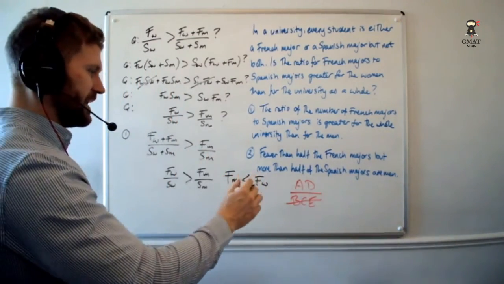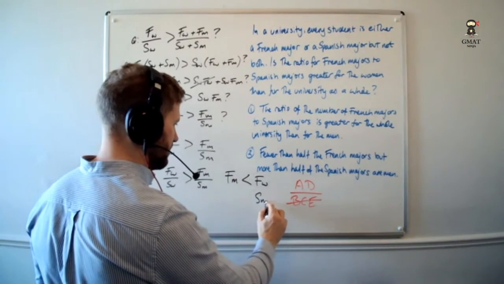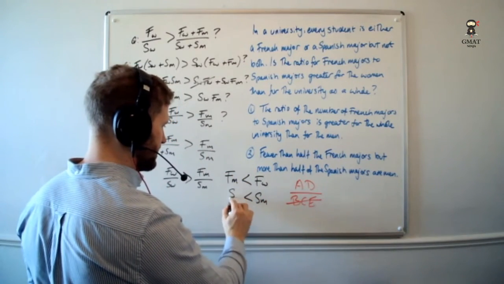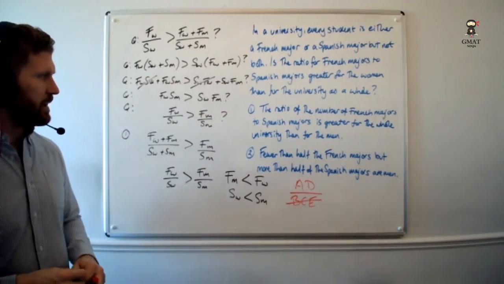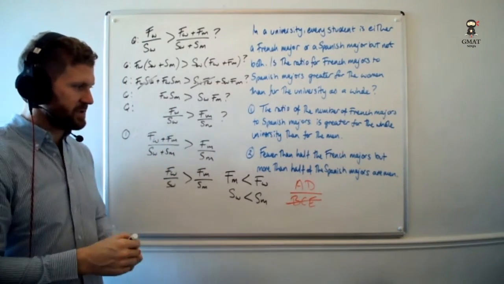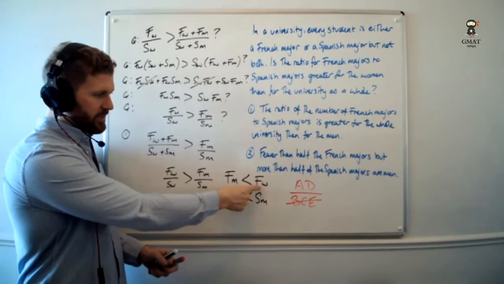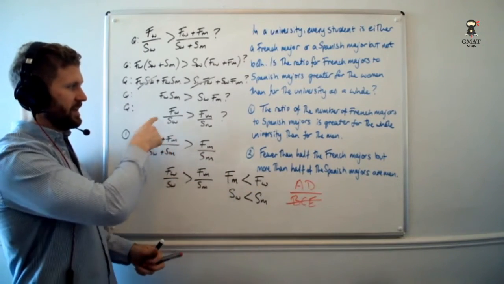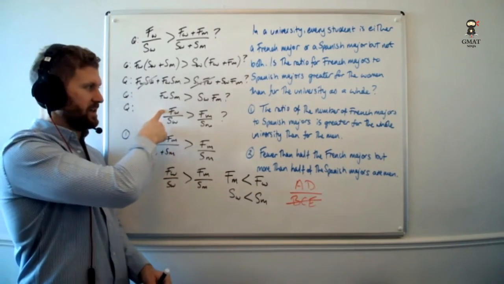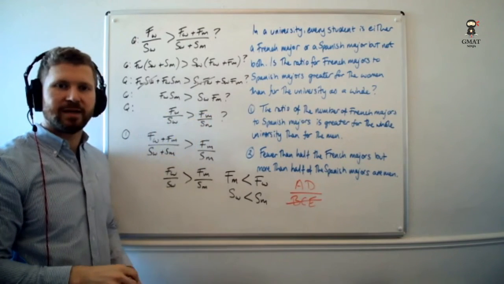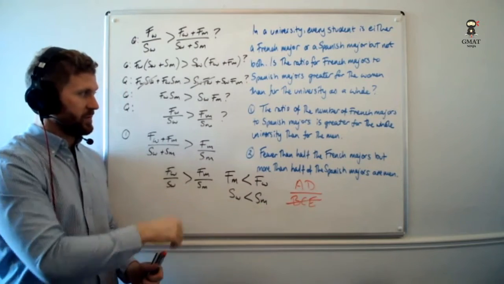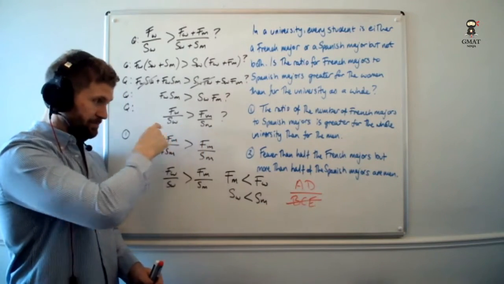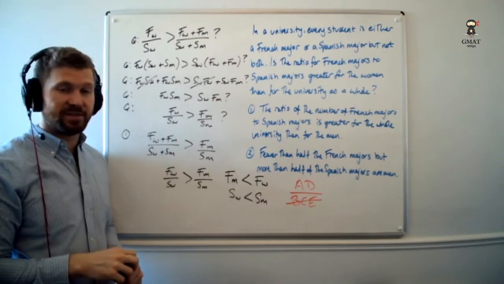Similarly, if more than half of the Spanish majors are men, then that has to be greater than the number of Spanish majors who are women. And so looking back at this question that we've got here, the number of French women is greater than the number of French men. So the numerator on the left-hand side is greater than the numerator on the right-hand side. And the number of Spanish men is greater than the number of Spanish women.